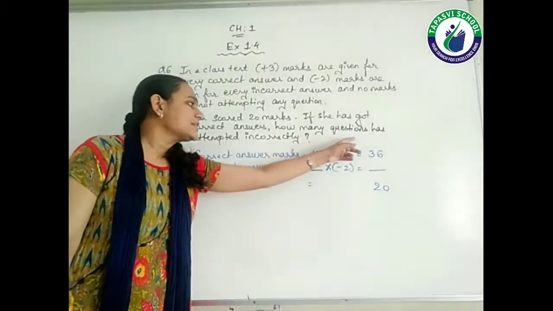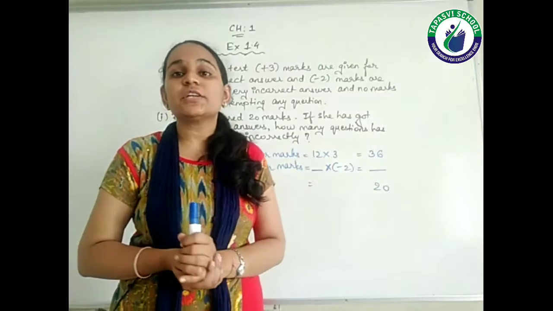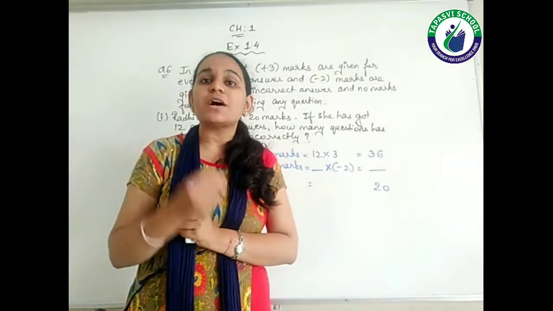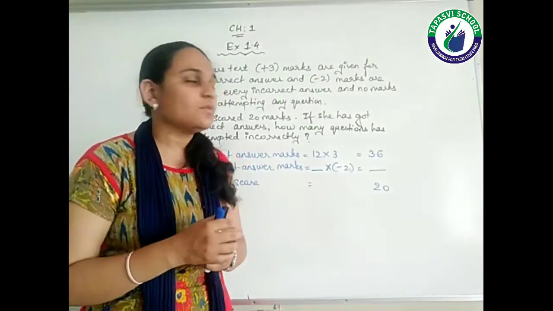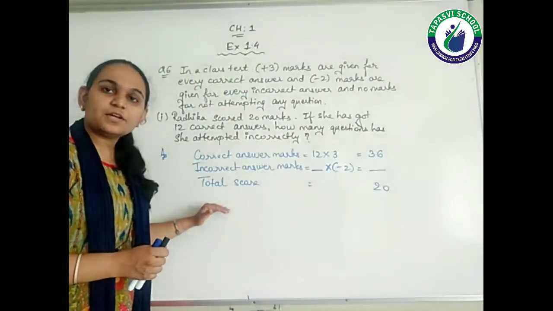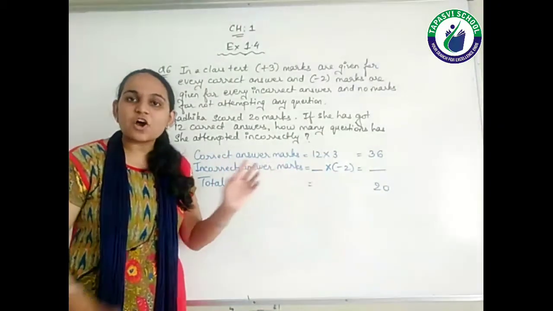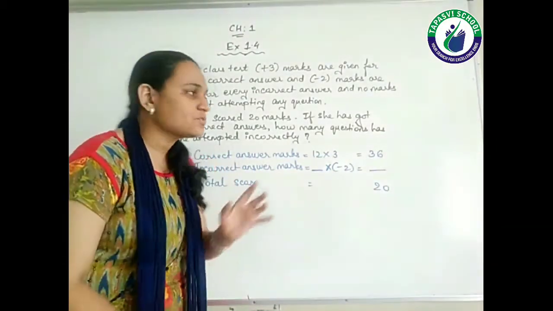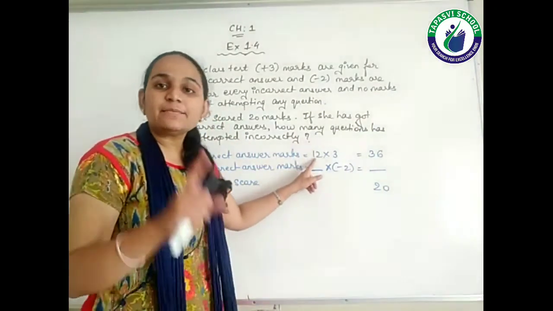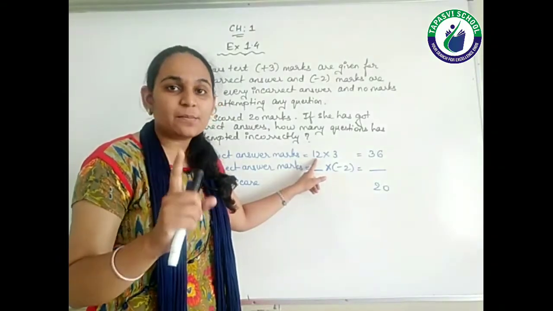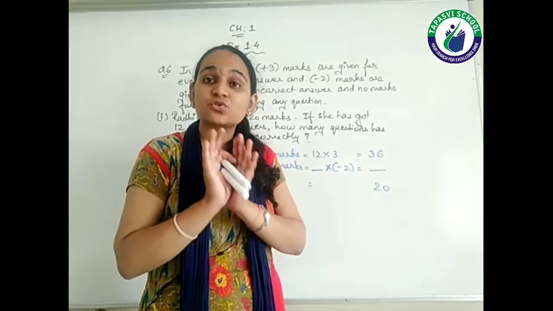How many questions has she attempted incorrectly? We need to answer this question, but for that, students, first we need to go through this solution. See, first I have written correct answer marks. How many questions has she attempted correctly? 12, right? And for each correct question she gets 3 marks. So 12 into 3, 36 marks she should get.